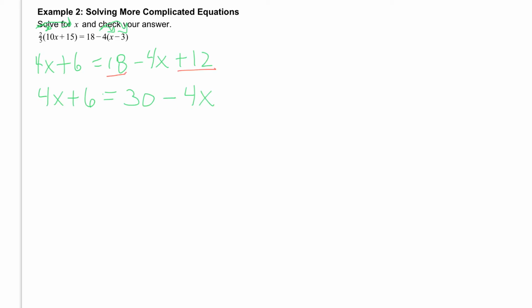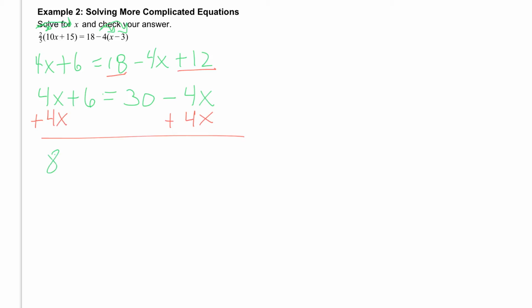Like I said before, I like to move my negative ones if I can. So I'm going to go ahead and add 4x to both sides. So I'm going to add it to the right, which means I also have to add it to the left. And if I add 4x and 4x, remember these are the same number, 4 and 4, they're both positive. Those do not cancel out. 4 plus 4 is 8.